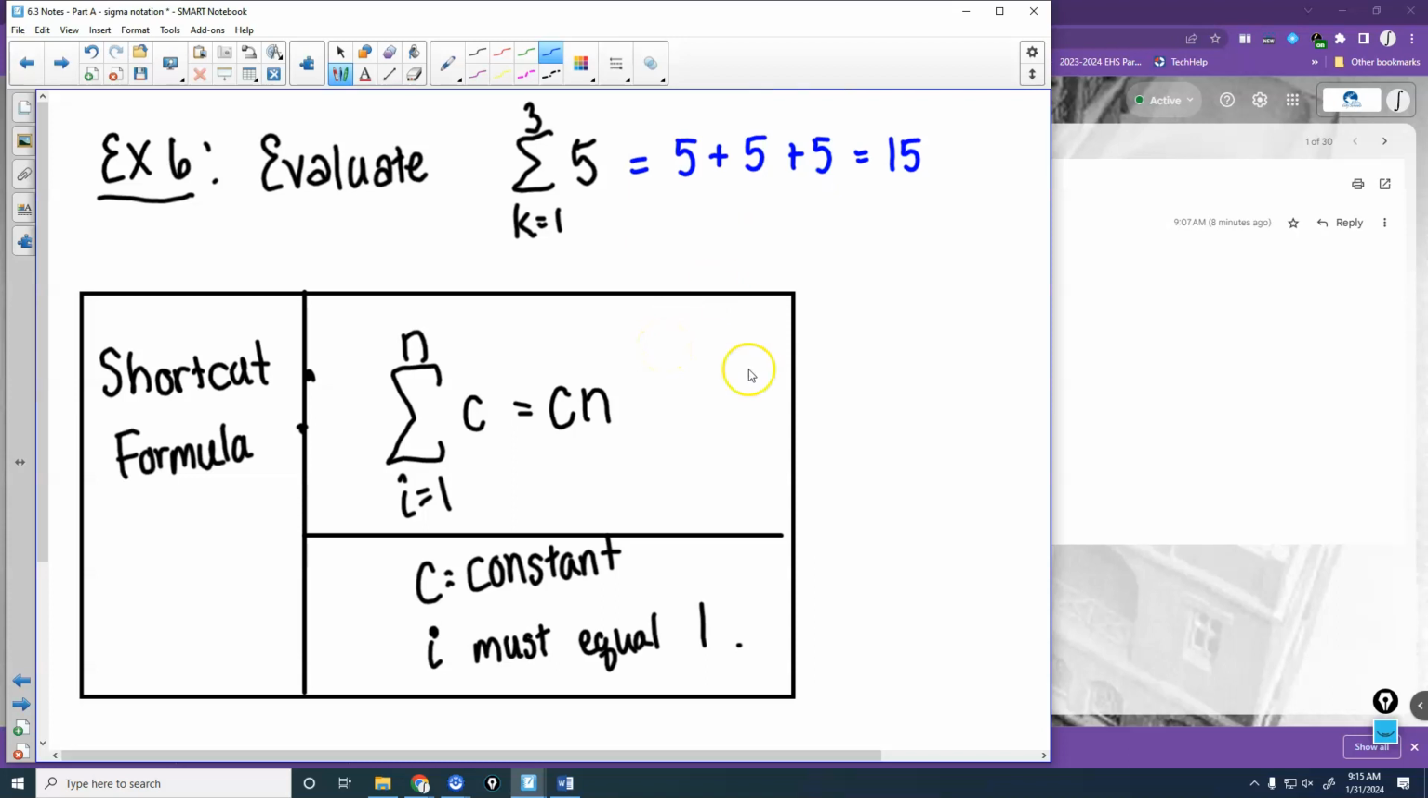So for example, if I had the sum from 1 to 8 of 4, what would I get? 32. Right? Because you would just add 4 eight times.